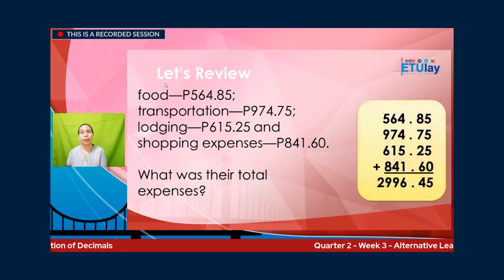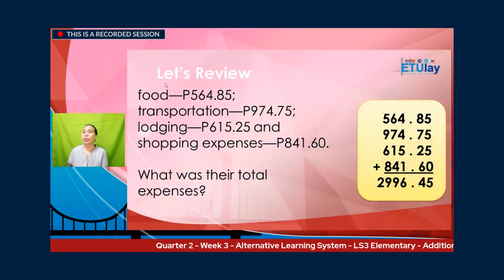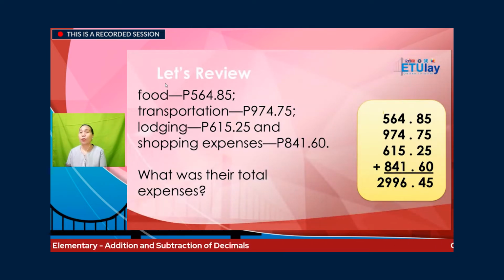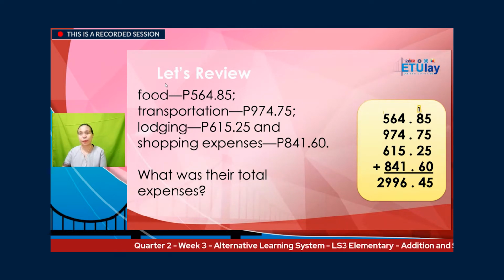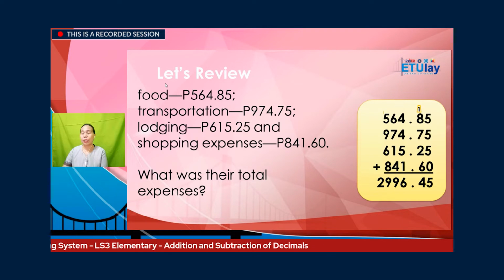So we got to add 564.85, 974.75, 615.25, and 841.60. How did we get the answer? First, we are to add 5 plus 5 plus 5 is 15. Bring down 5, carry 1. Next, 8 plus 7 plus 2 plus 6 plus 1, it's 24. Bring down 4, carry 2.